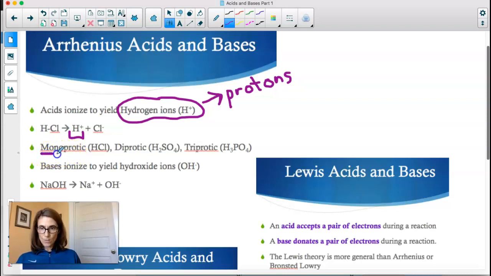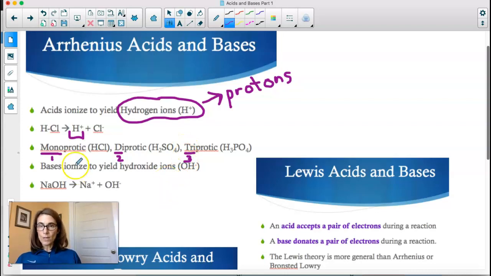So you can think about acids as being, and these are words you may have never seen before, monoprotic, where mono means one, diprotic, where di means two, and triprotic, where tri means three. You'll notice those numbers are the same as the number of hydrogen ions in each of those formulas. So HCl only has one H, H2SO4 has two H's, and H3PO4 has three H's. That's what monoprotic, diprotic, and triprotic mean: one proton, two protons, three protons.